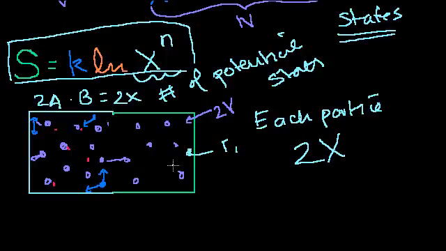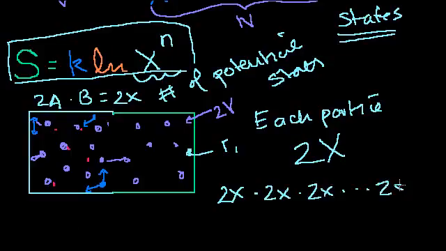So how many states are there for the system? Well, each particle can be in 2x states. So it's 2x times 2x times 2x, and I'm going to do that n times.